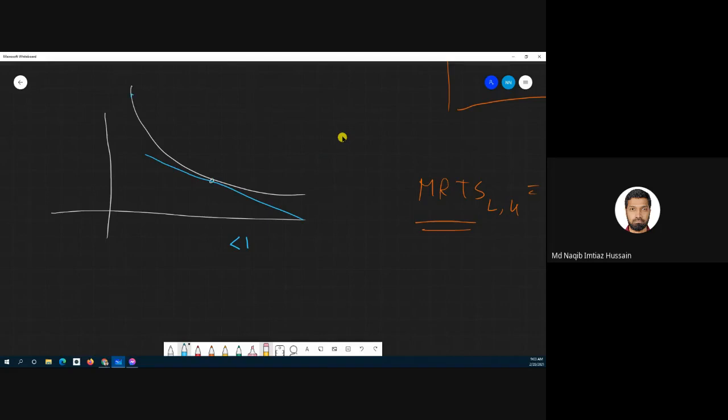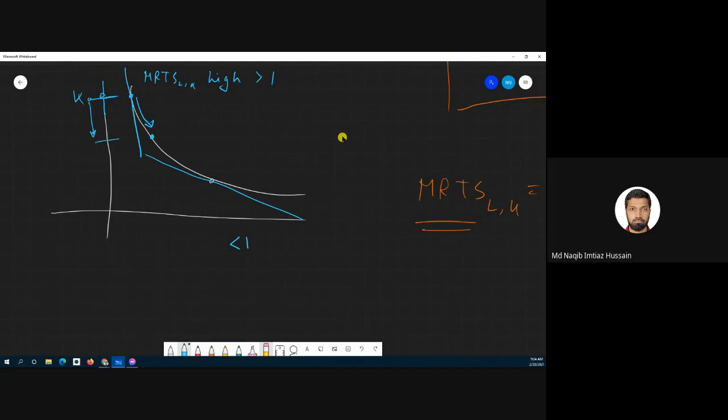And if it is here, you draw a tangent, then your MRTS LK is high. All right, this is high. That means this is greater than 1. So at this point you would be saving capital. That means at this point, you want to save some capital, go back, go below. So that means you're traveling towards this direction. So this will be a preferred operation point.